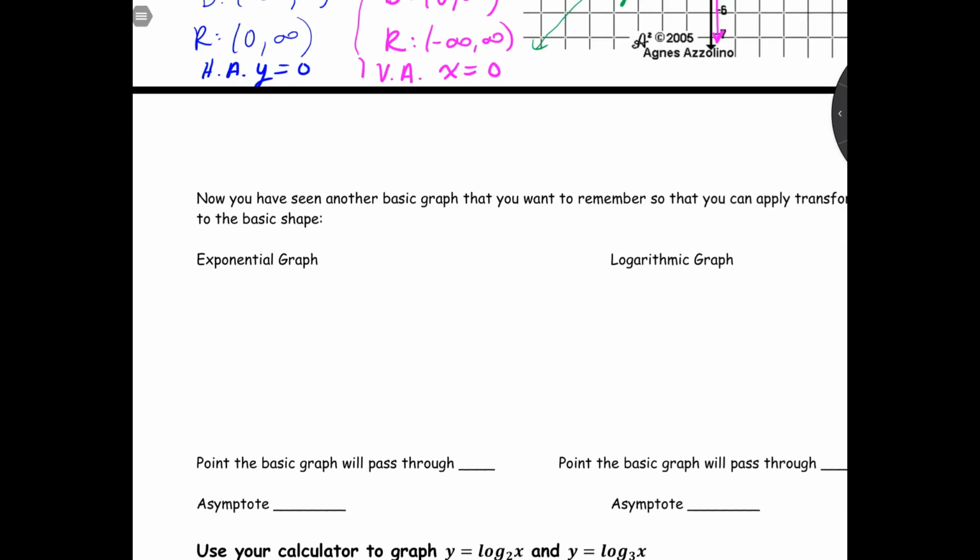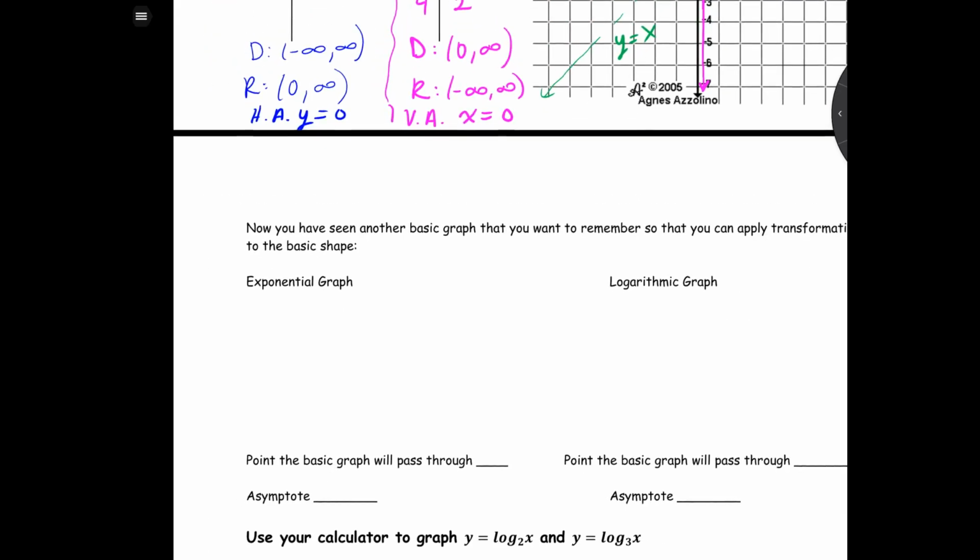So you have seen another basic graph now that you want to remember so that you can apply all the transformation rules to. The logarithmic graph you want to think about in terms of how we developed it from the exponential graph. So let's just write down what we know. An exponential graph. What is the one point? If you're thinking about y equals a to the x, what is the point that always exists on an exponential graph? Yes, 0, 1, and goes up.